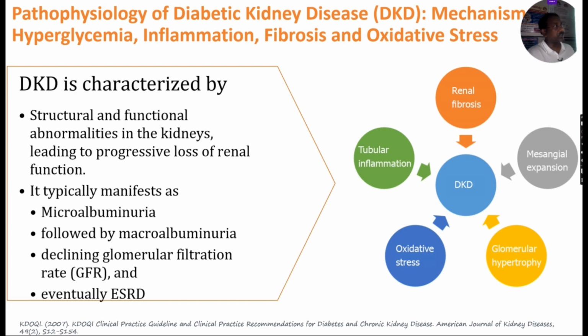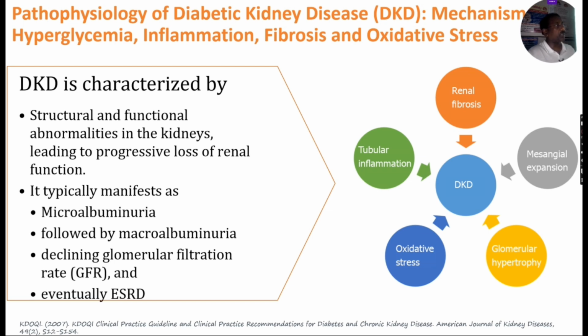So the normal is less than 30 milligrams per day. If it's 30 to 300, we consider it microalbuminuria. 300 to 500, we consider it macroalbuminuria. More than 500, we consider it proteinuria. And if it is more than 3.5, we consider it massive proteinuria. So you need not remember these numbers, but one thing is very clear.